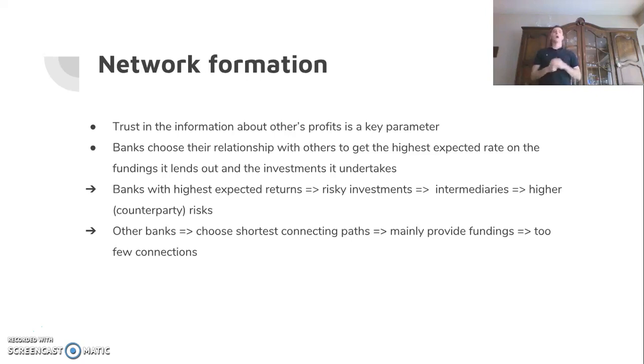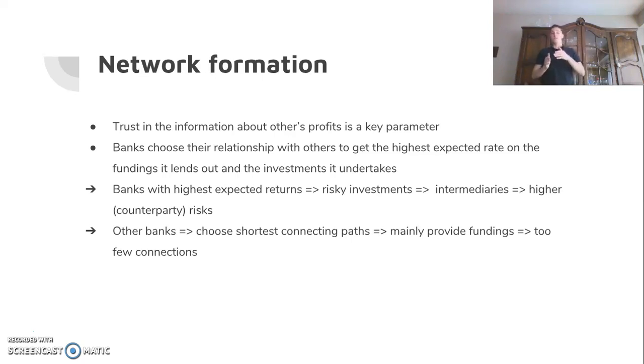The banks with the highest expected returns become intermediaries. It means that they are borrowers and lenders at the same time. By this position, they play a central role in holding together the interbank market. Those banks are the ones who make the risky investments and that are over-connected. It leads to a higher counterparty risk, of course, the risk we spoke about just before.